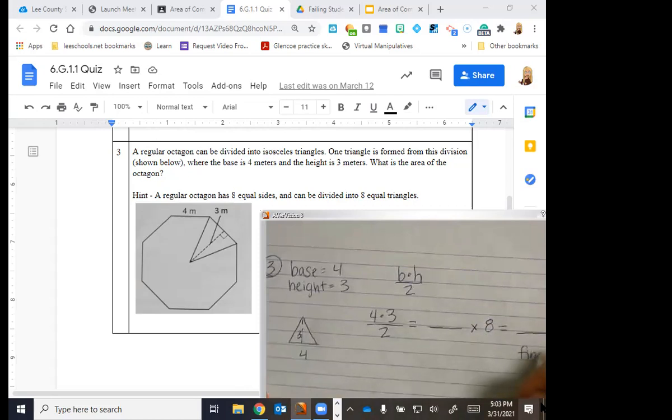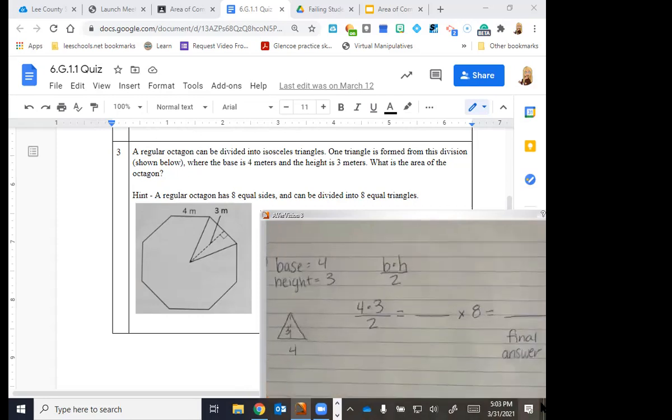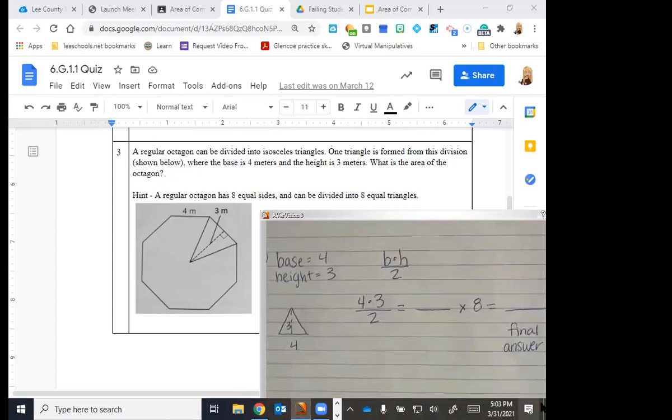Why are you multiplying it times 8? Because there's 8 triangles in the octagon. Very good. So pause your video, do your math, 4 times 3 divided by 2, then take whatever that answer is and multiply it times 8.